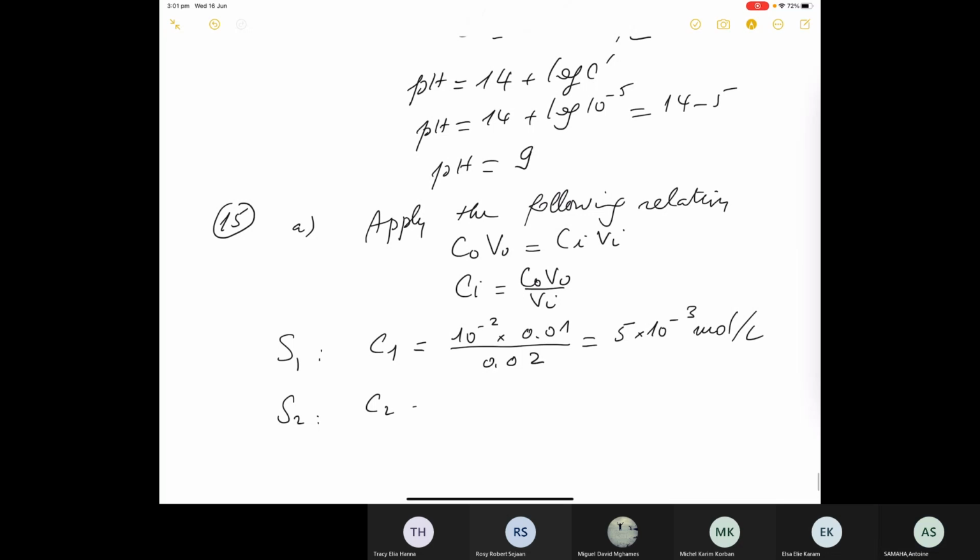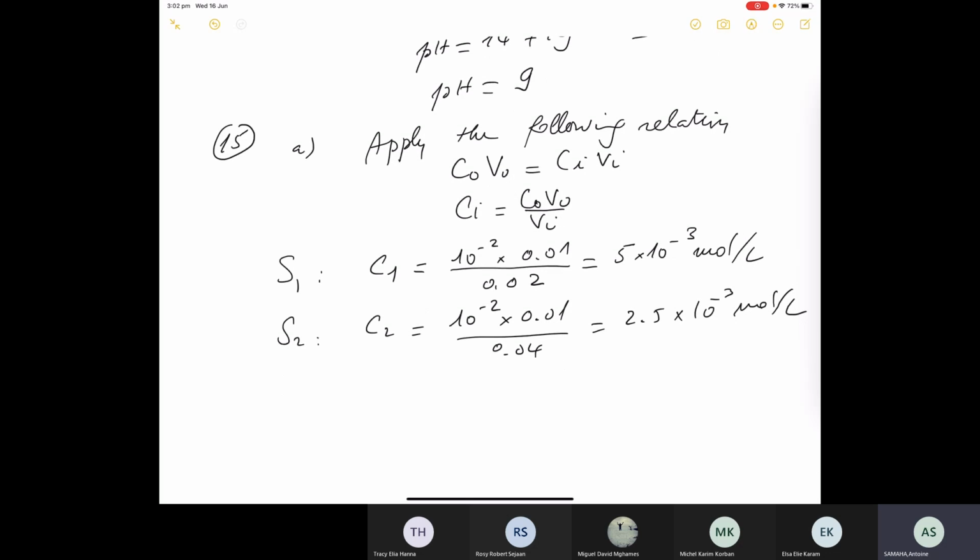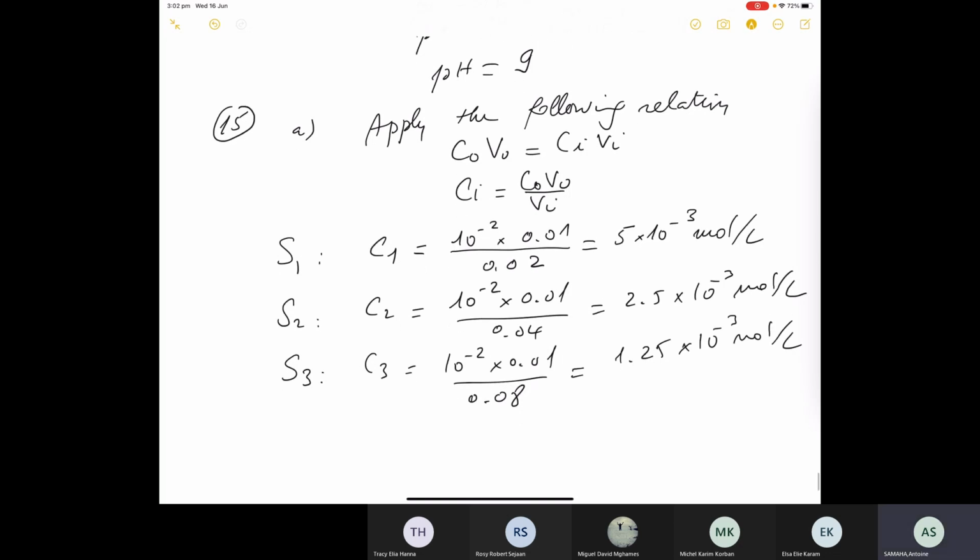S2: C2 is equal to 10 negative 2 times 0.01 over the total volume, 0.04, meaning half of C1, so it comes out 2.5 times 10 negative 3. Right, each time we dilute the volume, the concentration is divided by 2. See? C3 is equal to 10 negative 2 times 0.01 divided by 0.08. We diluted the volume again, so it becomes 1.25 times 10 negative 3 mole per liter.